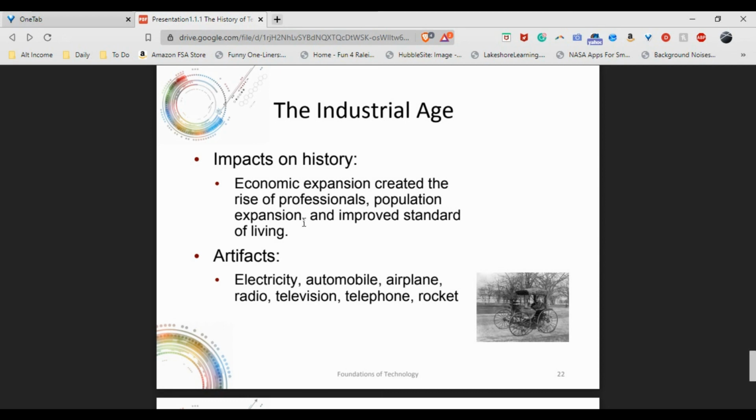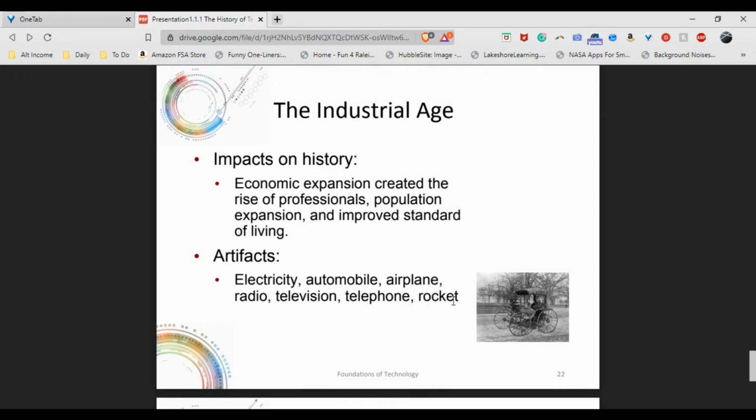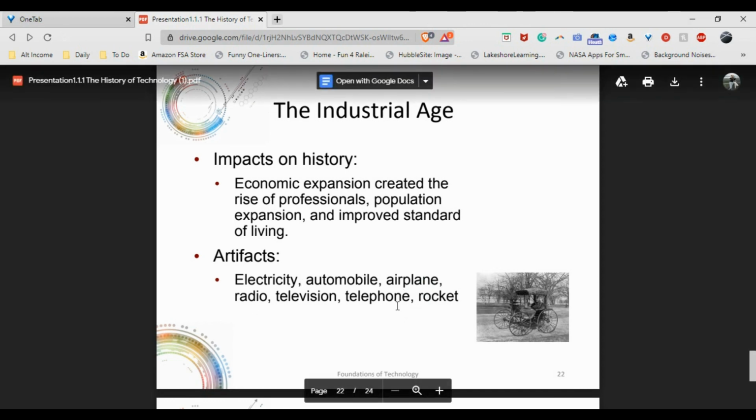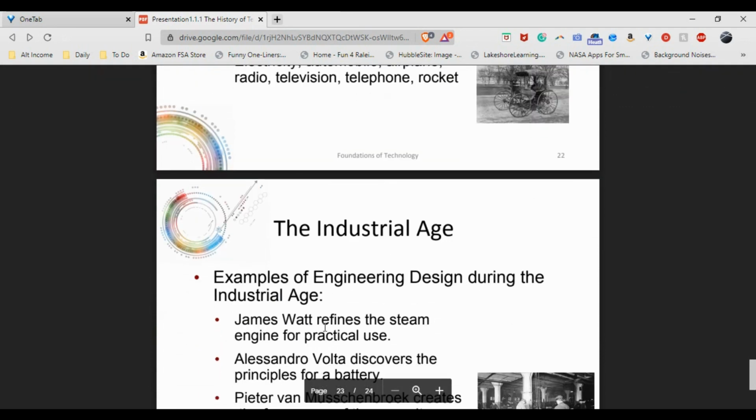So during this time, we have electricity. I've mentioned some of these already. Electricity, automobile, airplane, radio, television, telephone, the rocket. Actually, all of these have in some way impacted military dominance.